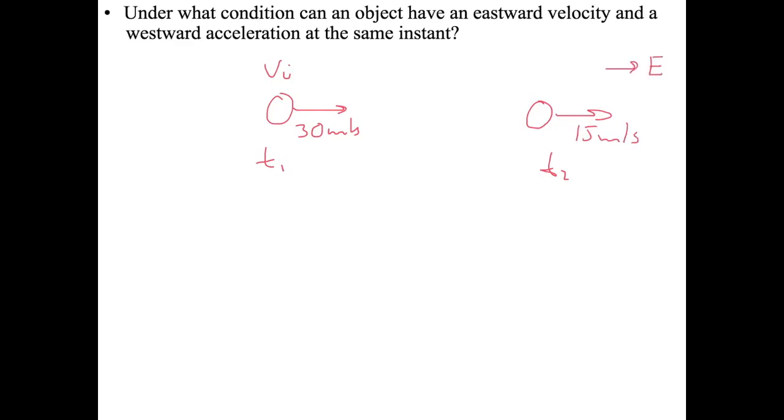Now you can see that our velocity has decreased, from 30 to 15. The reason it's decreased by 15 meters per second is that the vehicle, in this case, is slowing down. If a vehicle is slowing down, we say that it's accelerating in the westerly direction. So if an object is moving forward but slowing down, it is actually accelerating backwards.